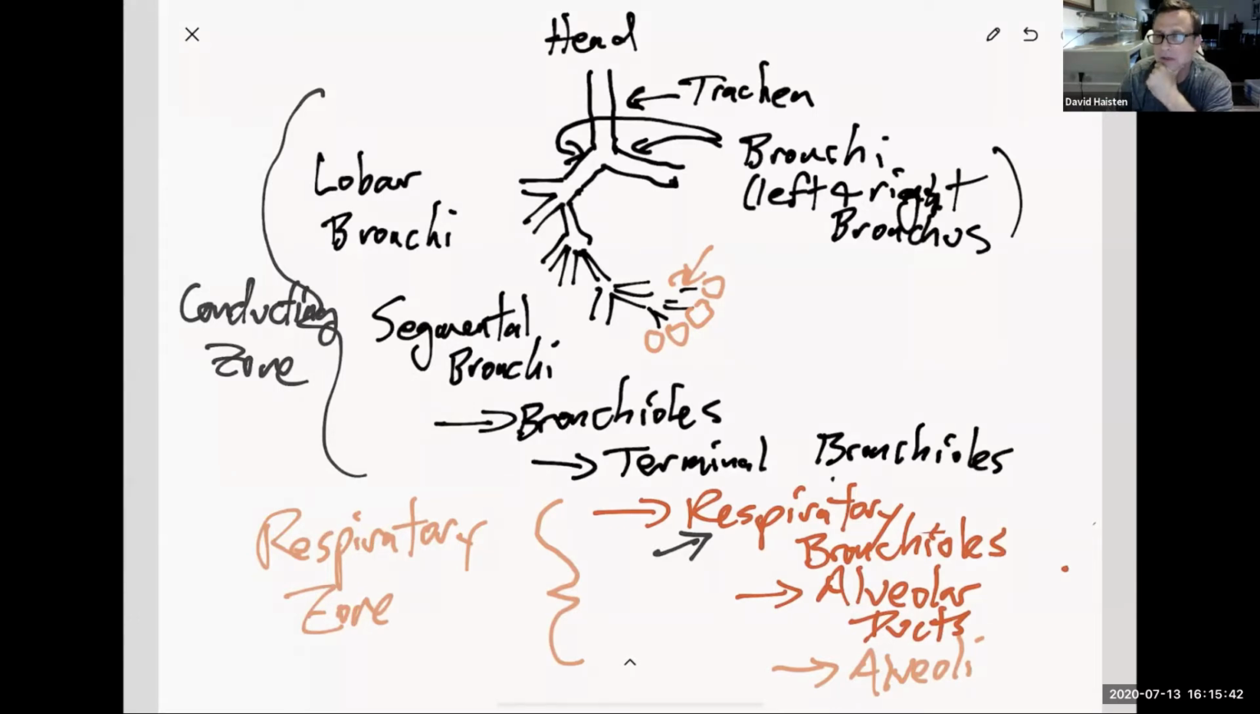What's happening in the conducting zone? The air is going in and out of the lungs. That's it. Air is just moving through. What's happening in the respiratory zone? Gas exchange. That's it. The end.